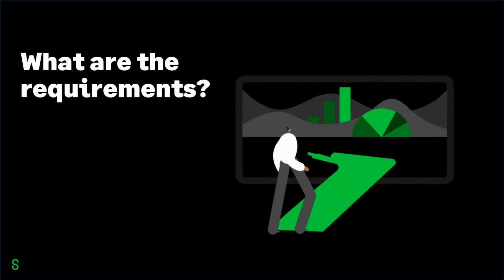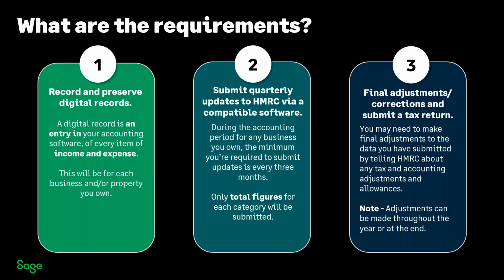So let's move on to what the requirements are. As I mentioned earlier, you can break down MTD for income tax into 3 sections. Firstly, we have recording your income and expenses. If you're already using the software, you may already be doing these steps, so in that case nothing is really changing at that point. You just keep recording your transactions. You need to make sure that you are recording for each business and or every property that you own.